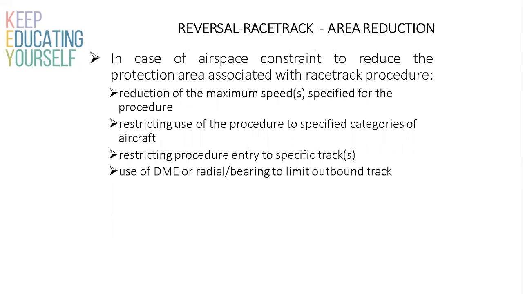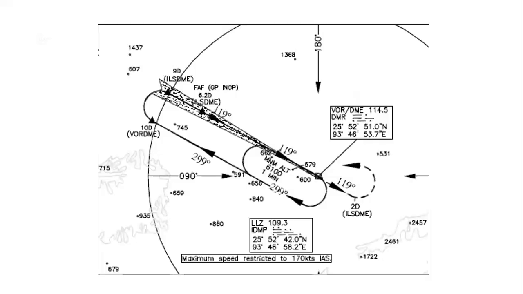In case of airspace constraint, to reduce the protection area associated with the racetrack procedure: reduce the maximum speed specified for the procedure, and restrict use of procedure to specified categories of aircraft. We can restrict procedure entry to specified tracks only, and use DME or radial bearing to limit outbound track. So in this, maximum speed is restricted to 170 knots IAS.